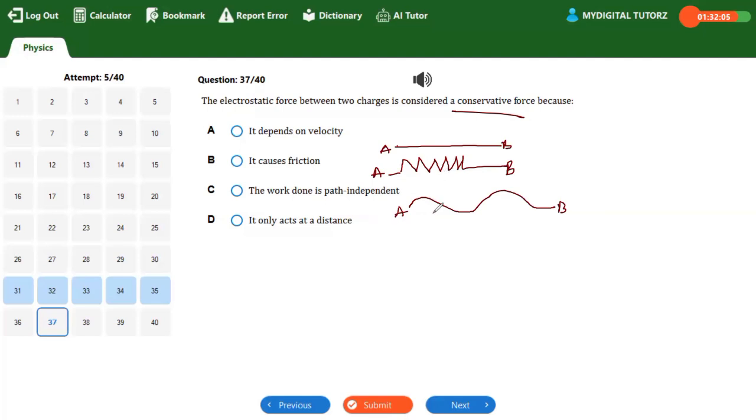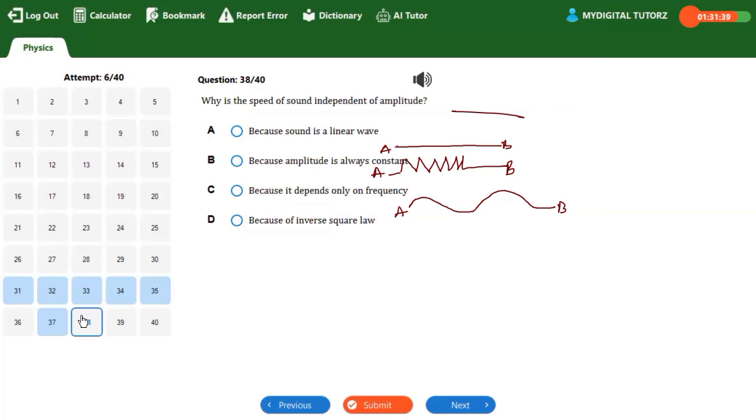So a non-conservative force is the opposite of a conservative force. In this one, energy is lost in the course of work done. Examples are friction, air resistance, and viscous drag. Are we together? So that is about that. Therefore, our answer, and I believe from my explanation you have known the answer, is option C. The work done is path independent. Is that clear? That's about question 37. Question 38 says, why is the speed of sound independent of amplitude?